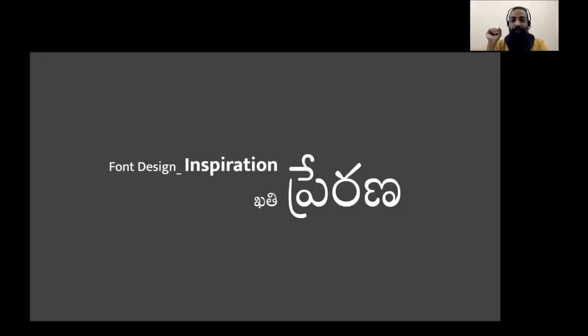And coming to font design inspiration, I have been looking at shop front signboards since childhood, but a year back I looked at them from a different perspective. This gave me inspiration. I researched further and realized that the art of signboard lettering is becoming obsolete.